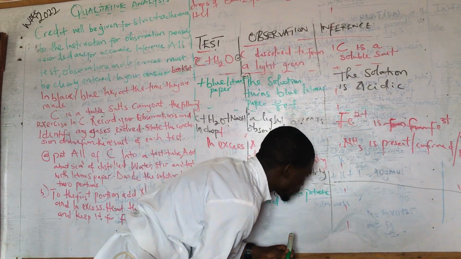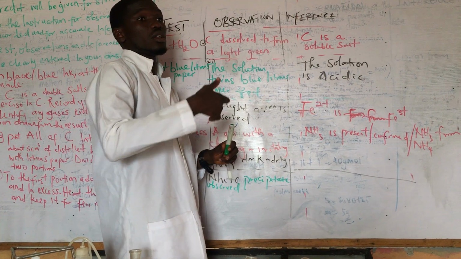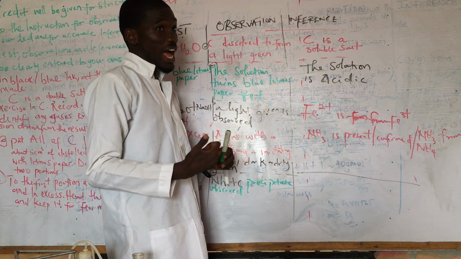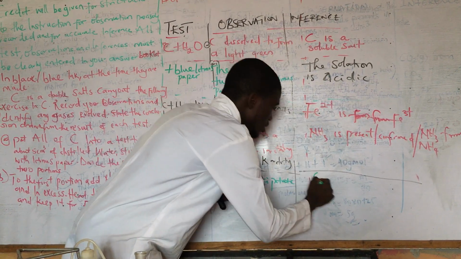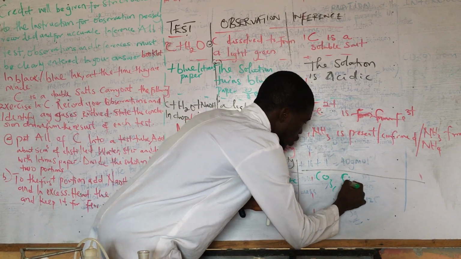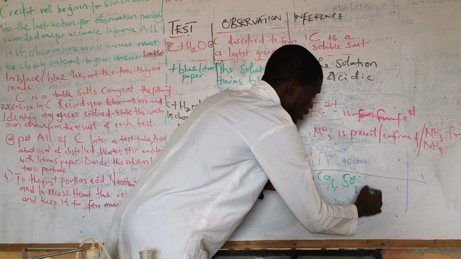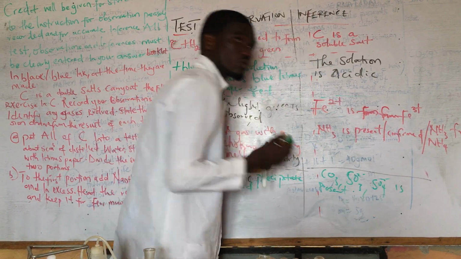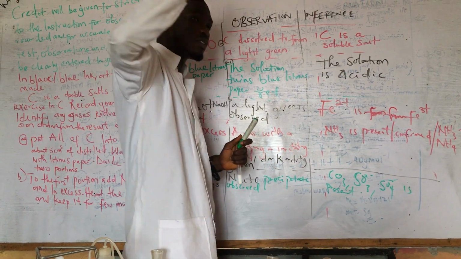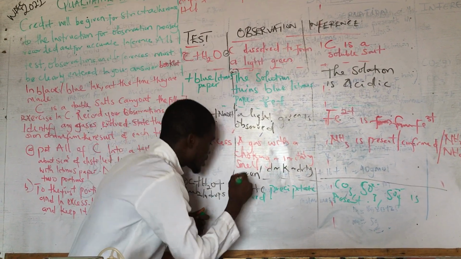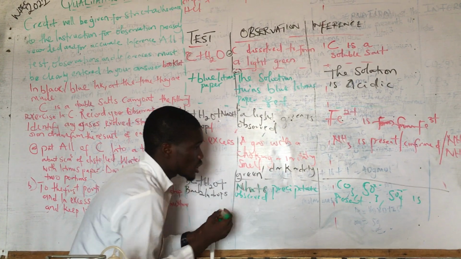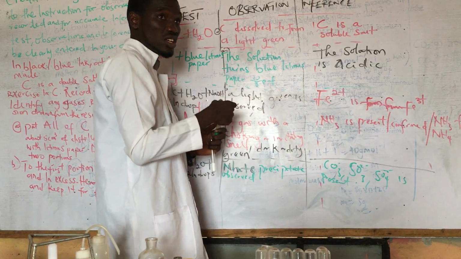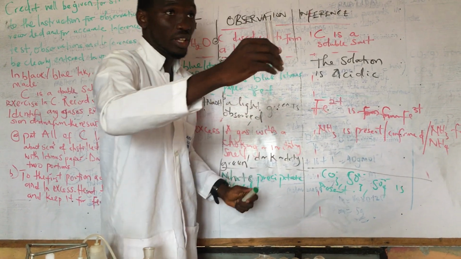So to write the inference, it will be either carbonate, CO3 2 minus, sulfite, SO3 2 minus, or sulfate, SO4 2 minus is present. So you have watched my previous video. Anytime we have a white precipitate, we have CO3 2 minus, SO3 2 minus, or SO4 2 minus present. So now, let's continue with this.